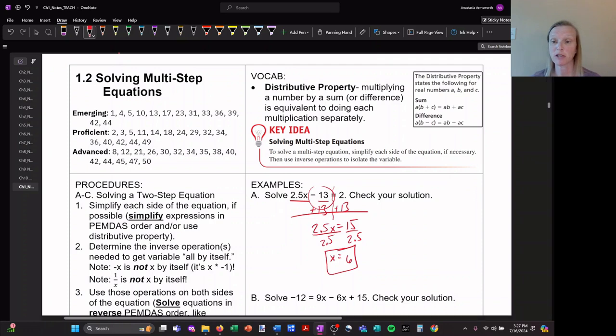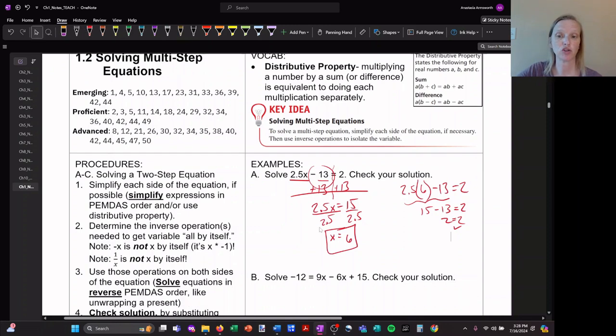As always, I should check my solution by taking it and plugging it back in where I see the letter x. I put the number 6. And I want to plug this expression in on my calculator and make sure that it does equal 2. Well, 2.5 times 6 is 15. So 15 minus 13 is in fact 2. So my solution is true. The answer checks out.